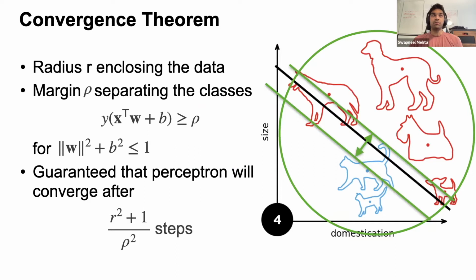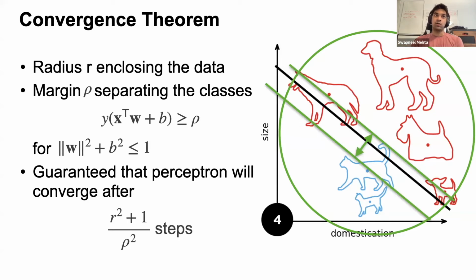So essentially what you're doing is you're trying to maximize this margin, or this radius R enclosing the data. The margin rho separating the classes. And the way you're doing this is you consider this domain of the data, and you say within this domain, if I see data points here, this is how I'm going to draw my line to classify them. And that's what you want.